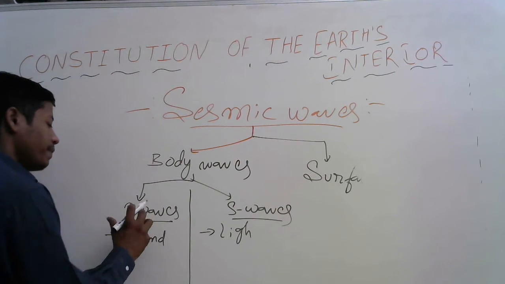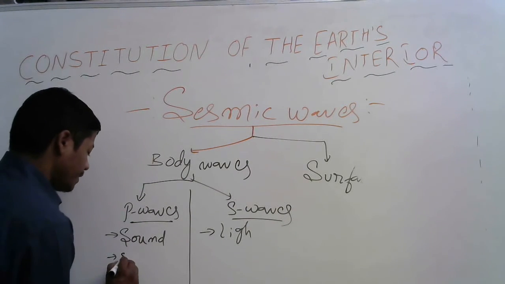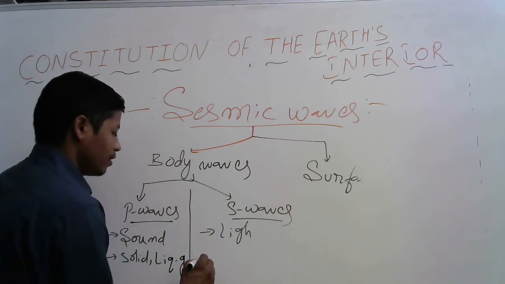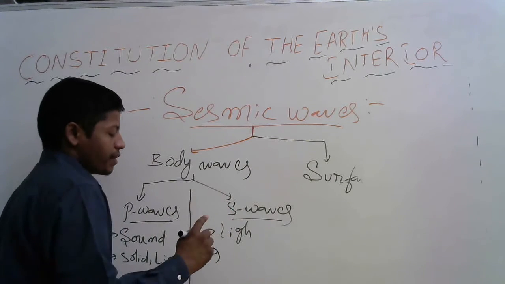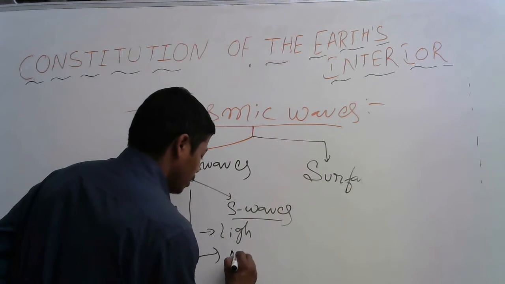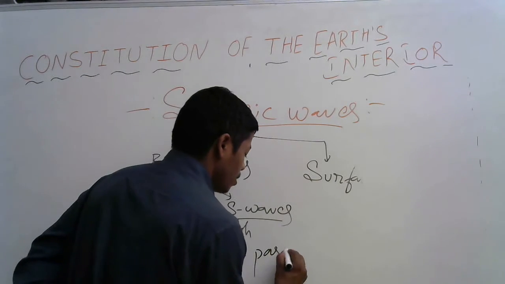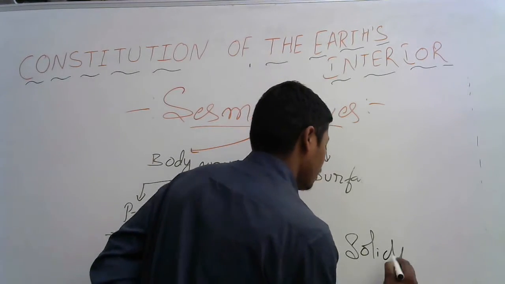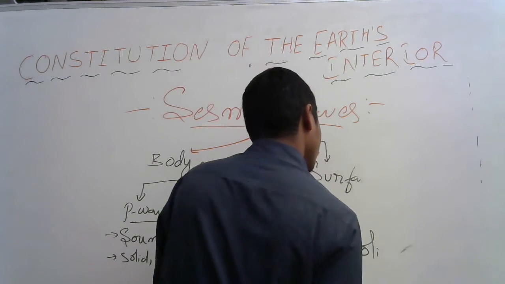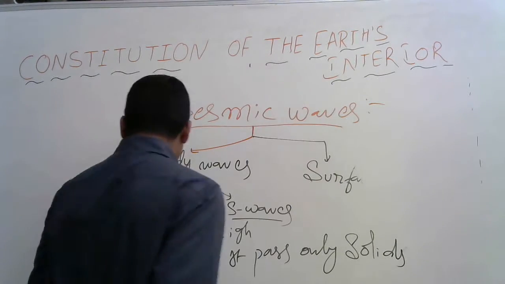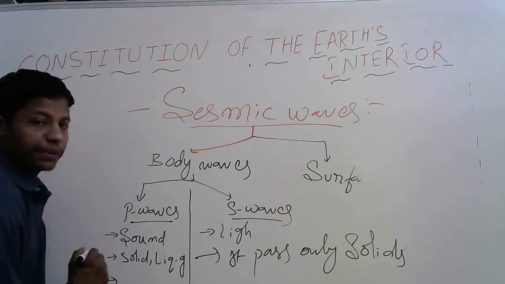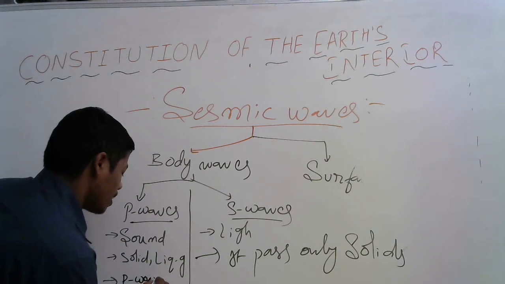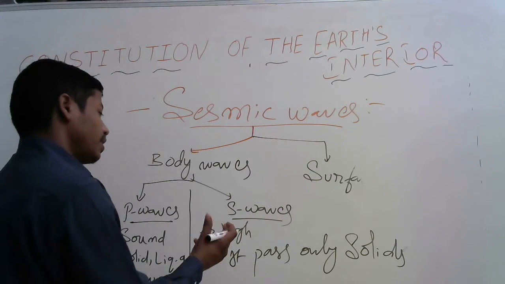P waves travel through solid, liquid and gases. S waves have an important property: they pass only through solids. Only solids. P waves have a higher velocity than S waves.